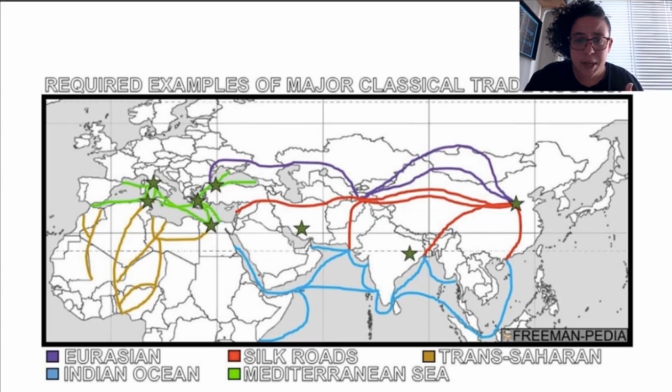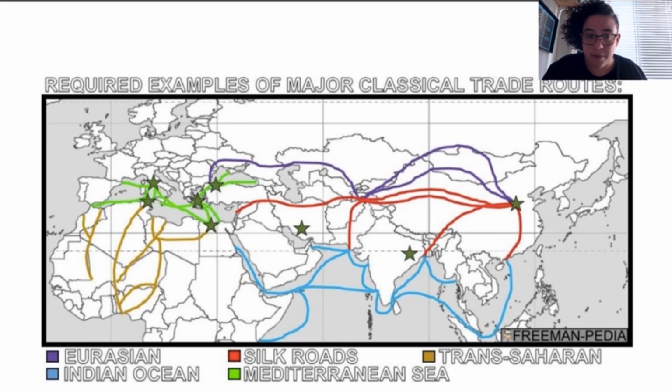So thanks to my buddy Ben Freeman at Freemanpedia, here is an amazing map that he made that is super helpful in knowing the actual routes. And so just like I kind of mentioned, you have the Silk Roads, which are in red there. It's also kind of the purple ones as well, but you can see they do cross rivers, they do cross water, but they're mostly land routes.